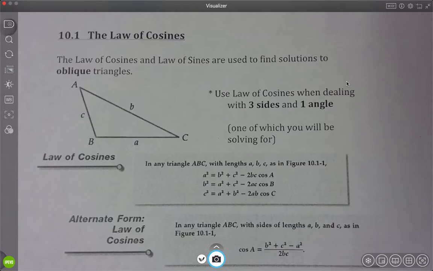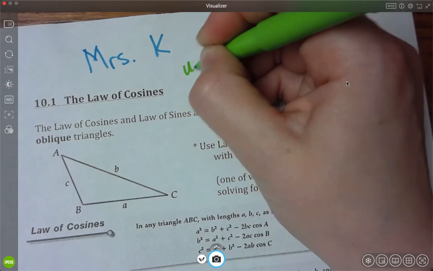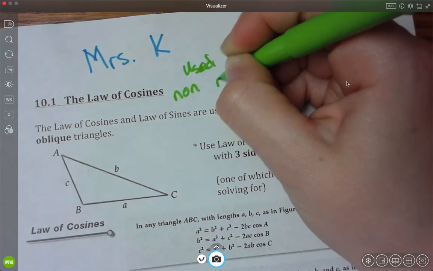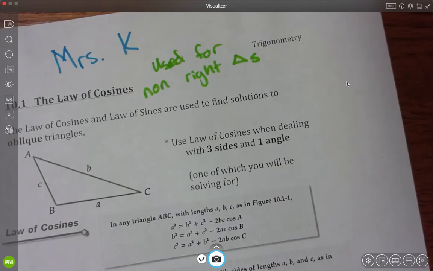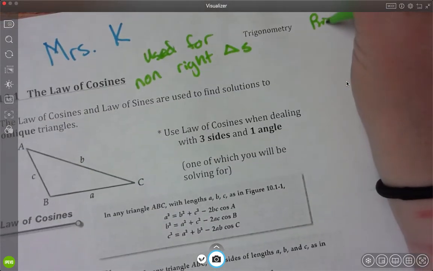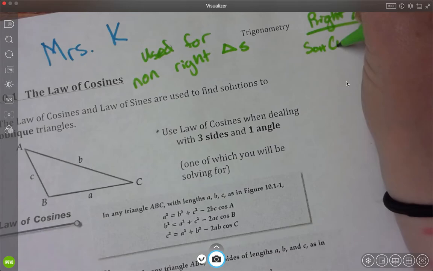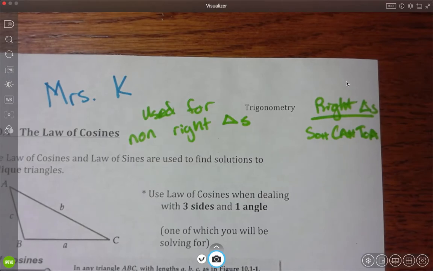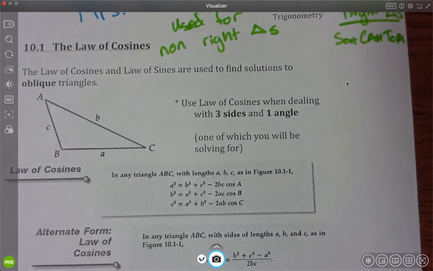But the important part for you to remember in sections 10.1 and 10.2 is that this is used for non-right triangles. Okay? So when you have a right triangle, how do you solve for the sides? How do you solve for the angles? For right triangles, you use SOHCAHTOA. But you cannot use SOHCAHTOA if it's not a right triangle. So what we do is we use either the law of cosines, or in the next section the law of sines. So these are used for non-right triangles.